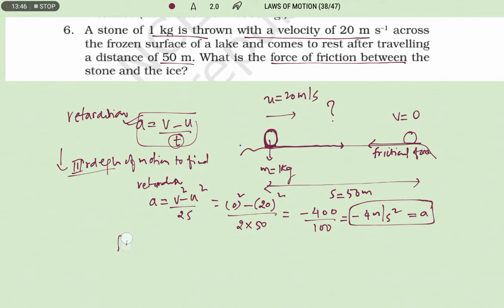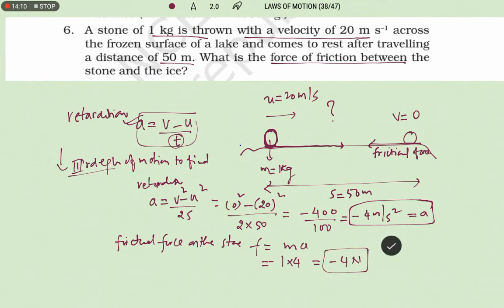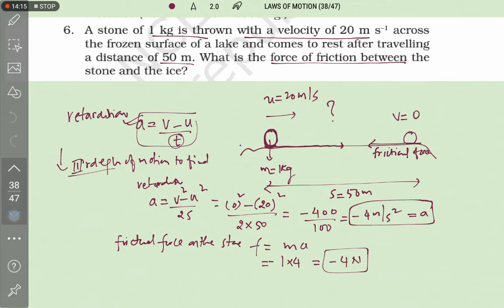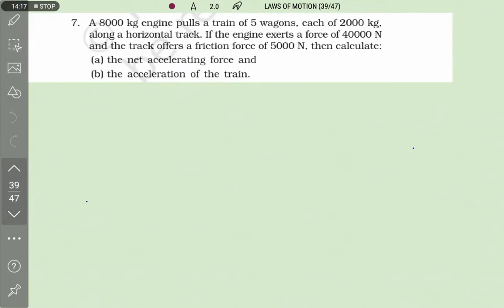Therefore the frictional force acting on the stone is F equals ma. So what is the m value? 1 kg. The a value is minus 4. Therefore minus 4 newtons is the force of friction which is acting on the stone to bring the body to rest. Right, let us see the next one.